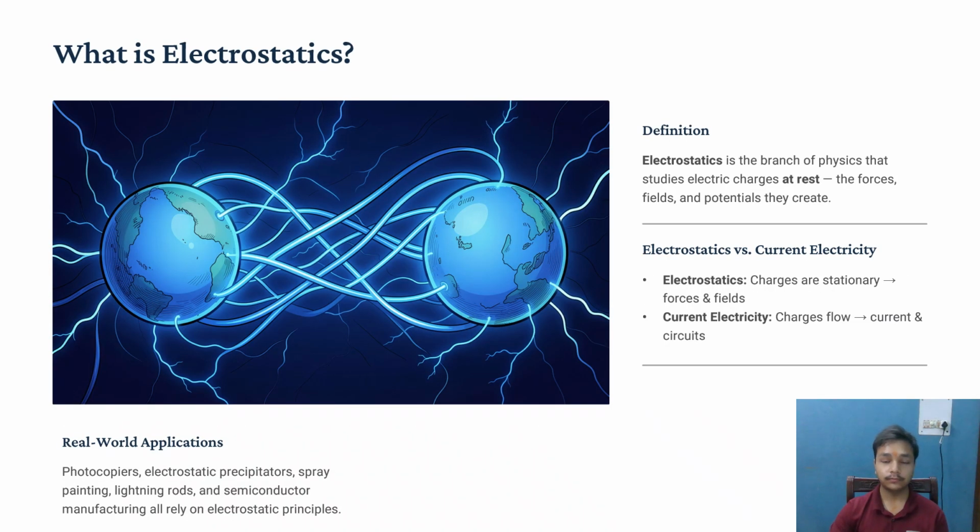Moving on, what is electrostatics? Electrostatics is the branch of physics that studies electric charges at rest, that is, the forces, fields, and the potential that they create. What is the difference between electrostatics and current electricity? Basically, in electrostatics, we study charges that are at rest, that is, static or stationary, which is one and the same thing, that is, the forces and the fields. Whereas in current electricity, we discuss the flow of charges, that is current and circuits. The real world applications are photocopiers, electrostatic precipitators, spray painting, lightning rods, and semiconductor manufacturing.